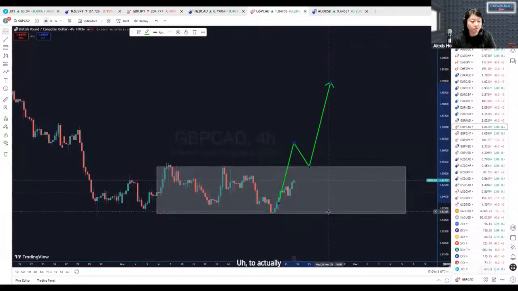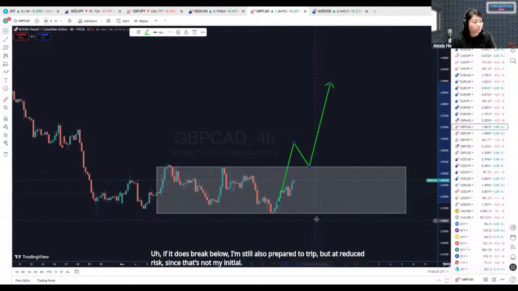Now, I'm all for trading as long as there is a clear range. If it does break above or below, I'm all for trading. But looking at the technical chart, the likelihood of it breaking higher is there. So what I'm trying to say is that if it does break high, I'm prepared to trade a full percent. If it does break below, I'm still prepared to trade, but at reduced risk, since that's not my initial analysis.